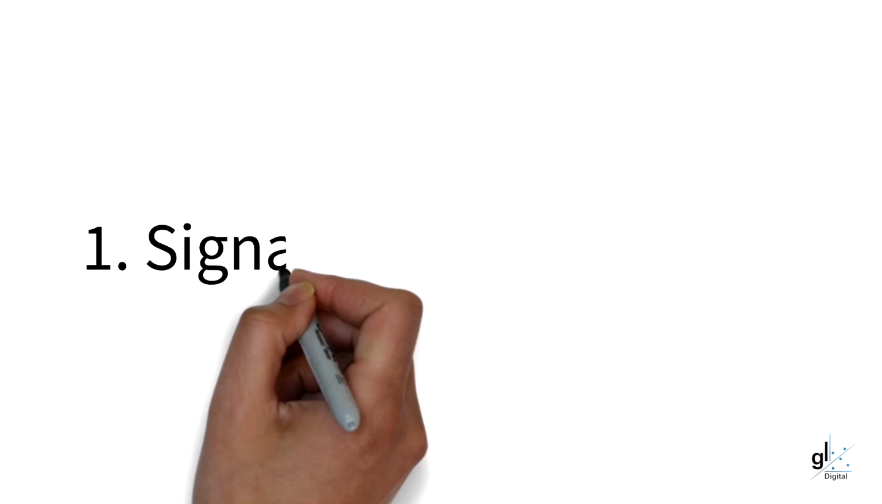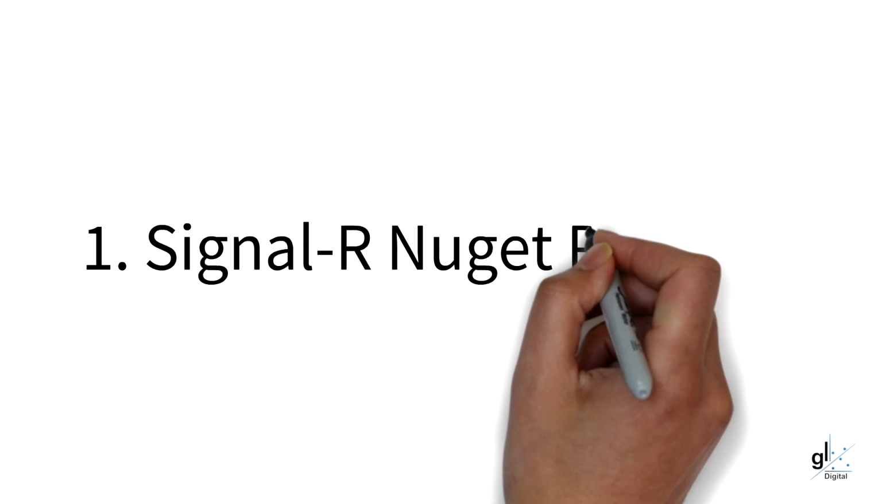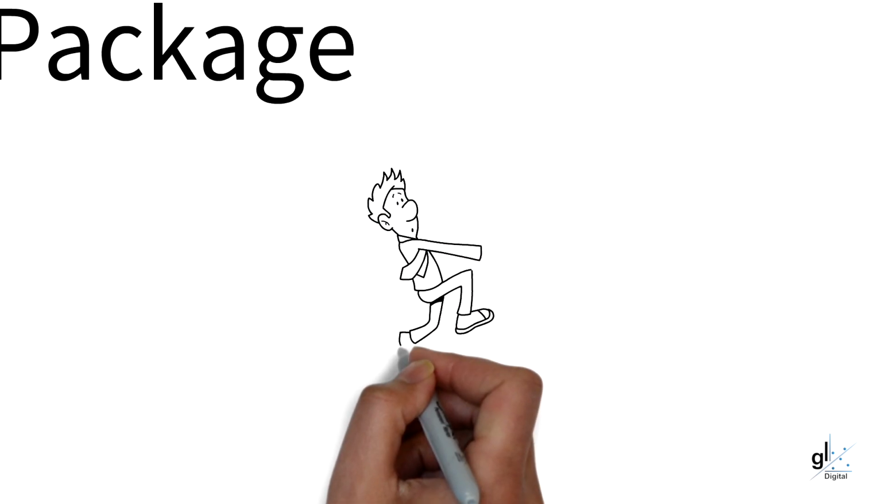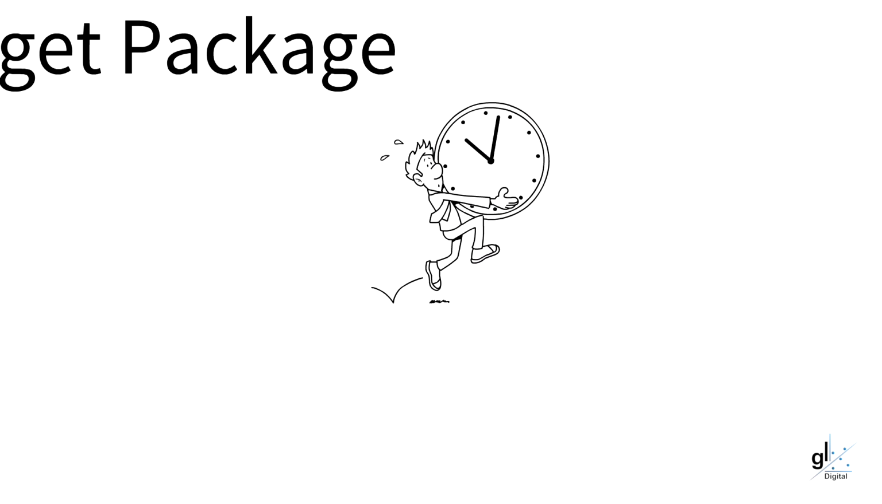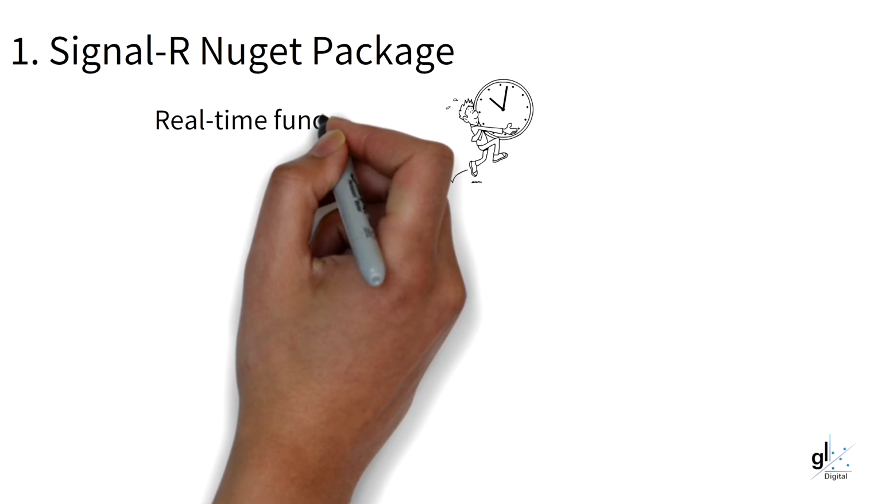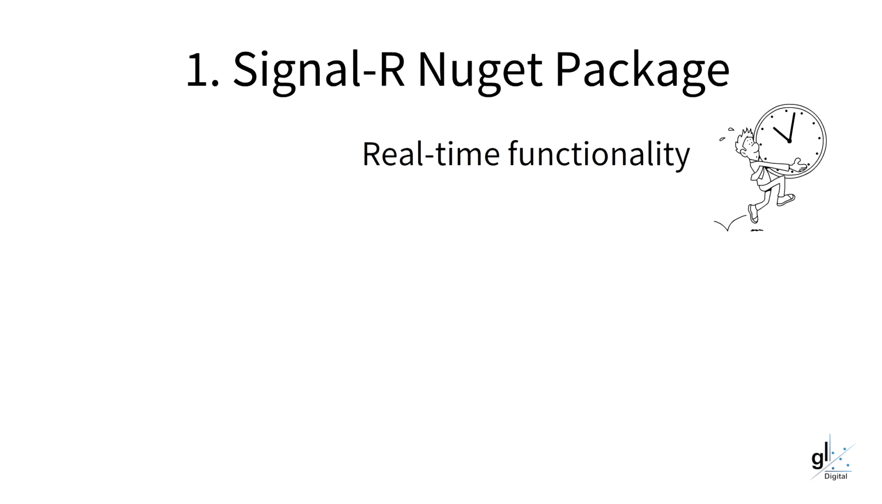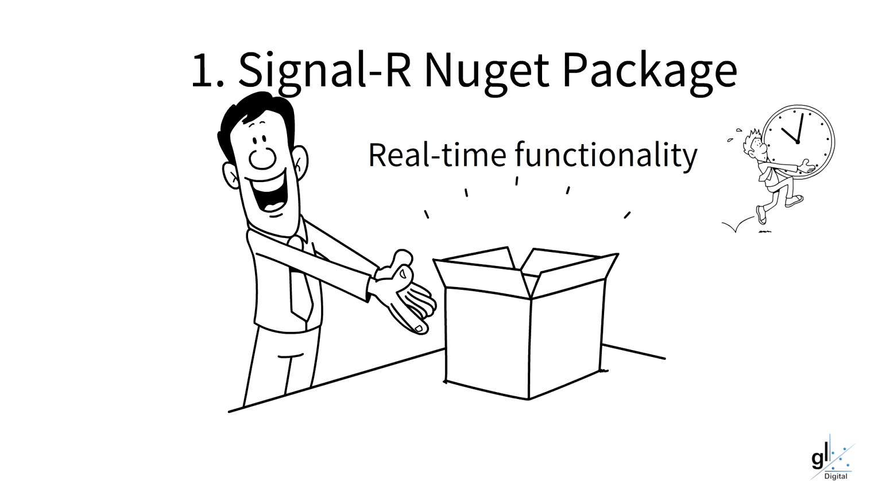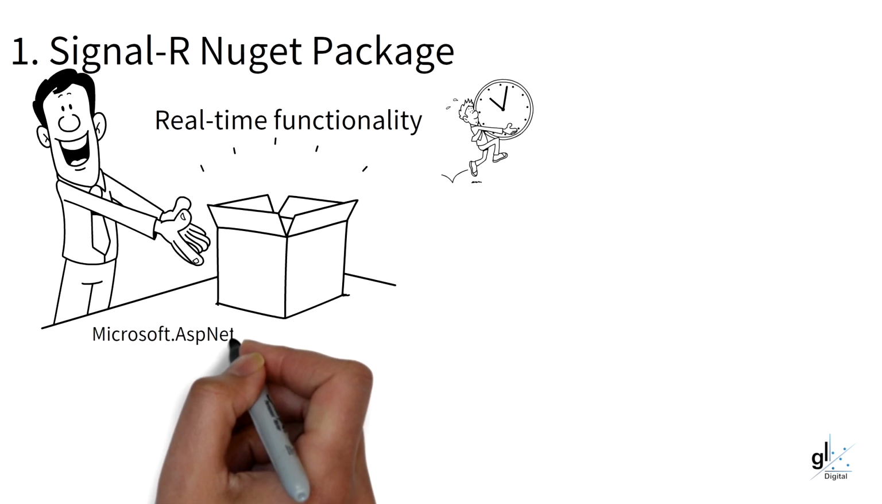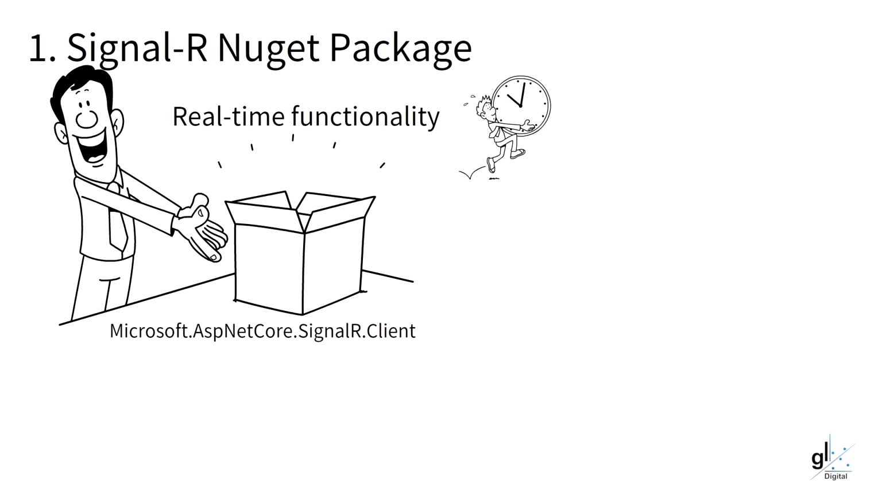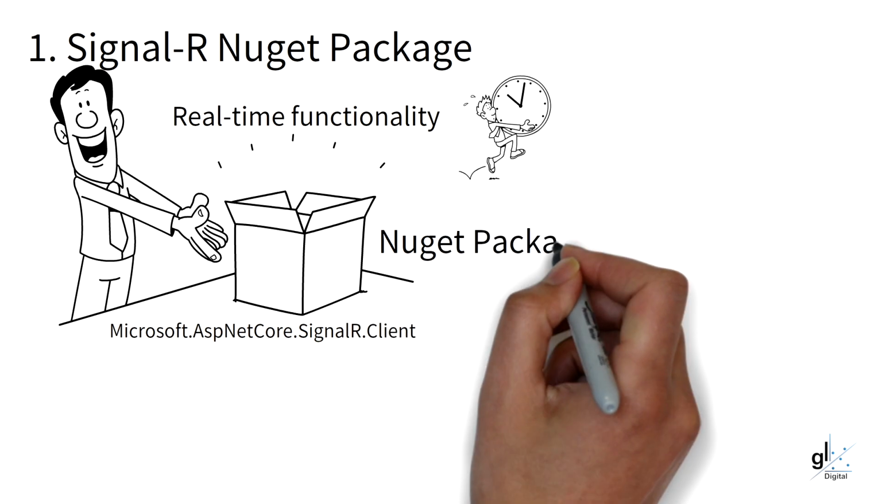Number 1. SignalR NuGet package. Within your Blazor applications, it is easy to leverage SignalR in order to provide real-time functionality in your Blazor applications. To do this, you can include this NuGet package, microsoft.aspnet.core.signalr.client, within your Blazor application.